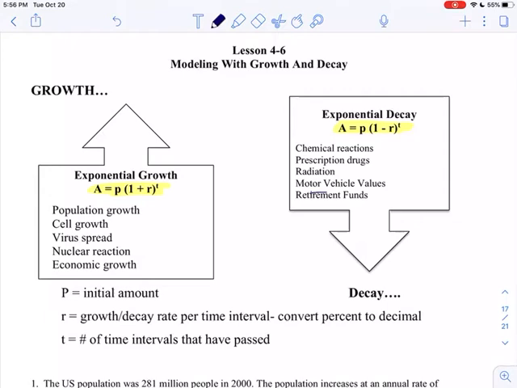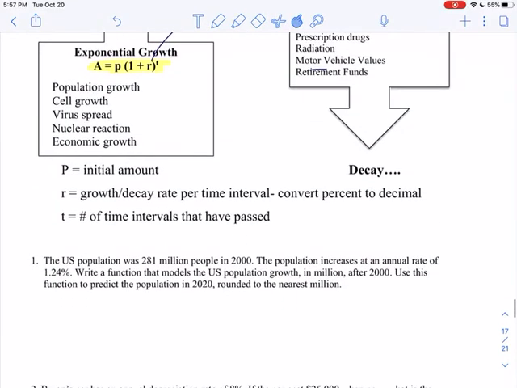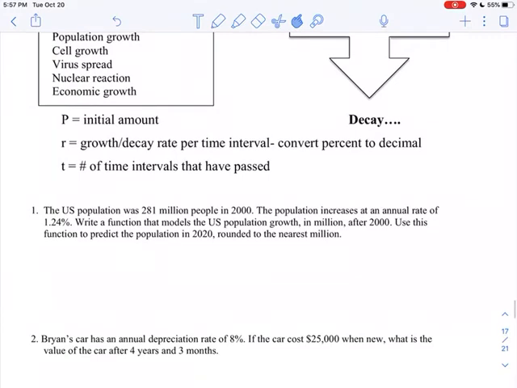P stands for the initial amount. Okay, so if you're putting money in the bank, that initial amount is your principal. R stands for the growth or decay rate per time interval. You must convert a percent to a decimal. So the way that you convert that percent to a decimal is you just do percent over 100. Or you can just remember to take that rate and move that decimal 2 places to the left. And T is the number of time intervals that have passed.